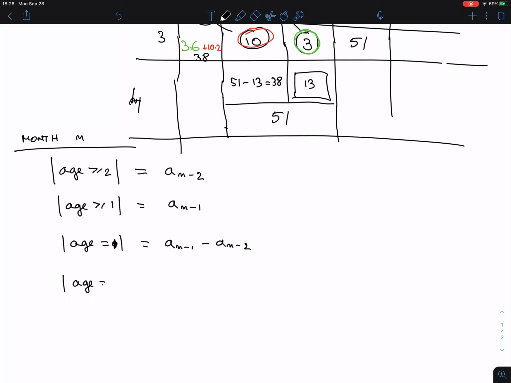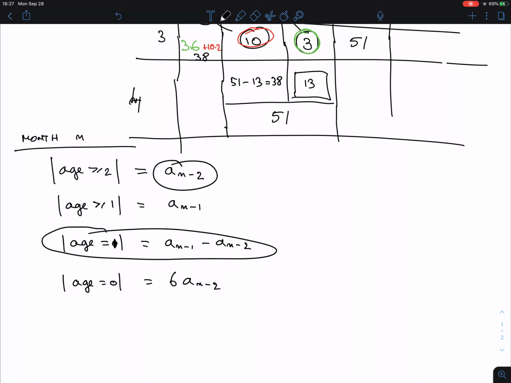How many are there of age 0? Oh, but that one is now not bad. I have to just look at the adults. How many adults were there? This many. And I know each of them produces 6. That's the product rule. So I get 6a_{n-2}. And then I have to look at the adolescents. Now be careful, the adolescents are given here, and each of them produces 2. So I multiply that number by 2.